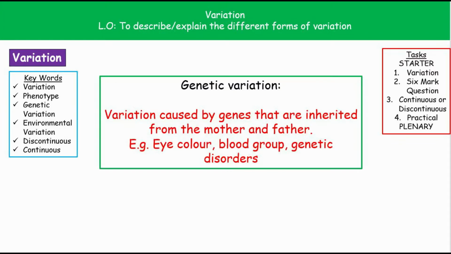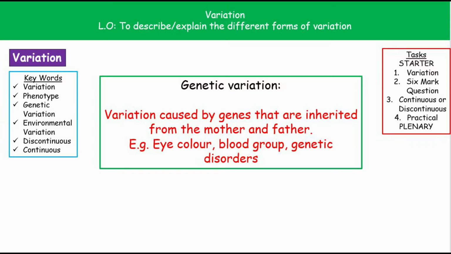When we're talking about genetic variation, we're talking about variation that's caused by the genes that are inherited from the father and the mother. So make sure you've got that definition written down. If you got it right, give yourself a tick, but the key part there is it's inherited genes from the mother and the father. And in terms of some of the examples, and again, this is not an exhaustive list, these are the things that won't change.